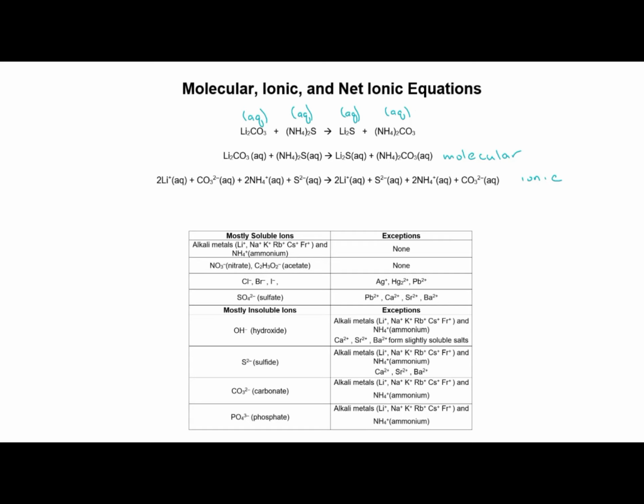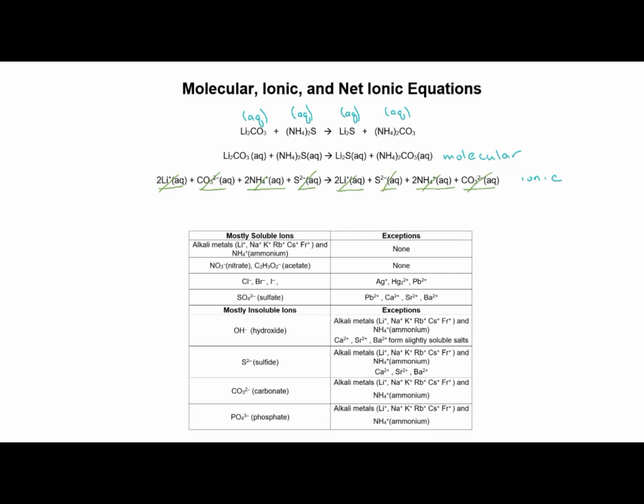Remember, they have to be the same on both the reactant and the product side. So let's see, here's my lithium. Do I have it over on the reactant? Yes, okay, so that is a spectator ion. Carbonate reactant. Okay, carbonate on product side, that's also a spectator ion. How about my ammonium? Yes, it is the same on that side too. Okay. And finally, sulfide. Yes, that's exactly the same. So those are also spectator ions.